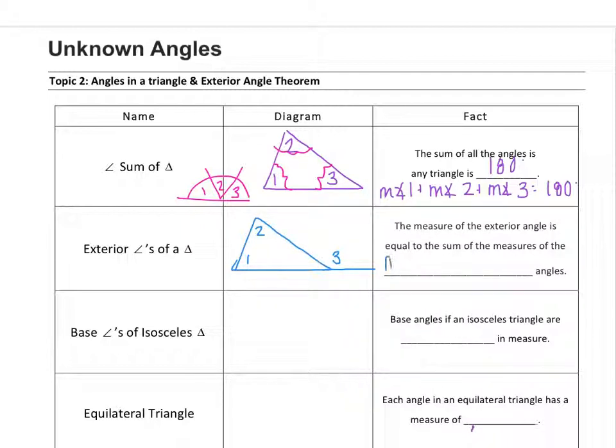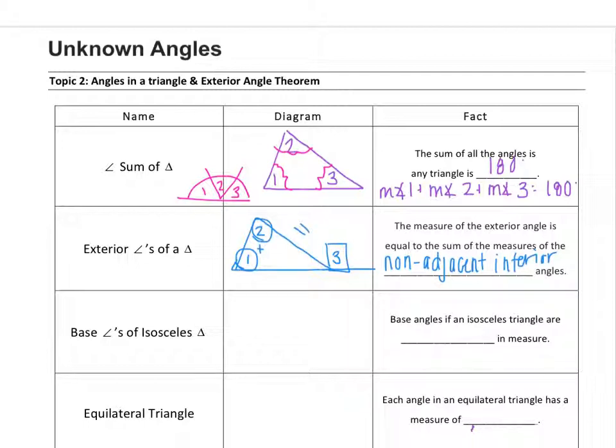And in that blank we're going to fill in non-adjacent interior angles. So again, the outside angle, angle 3, the exterior angle, is equal to the sum of angles 1 and 2, those non-adjacent interior angles. Sometimes we refer to this as the inside plus inside equals outside theorem. Inside 1 plus inside 2 equals outside 3. Inside plus inside equals outside.